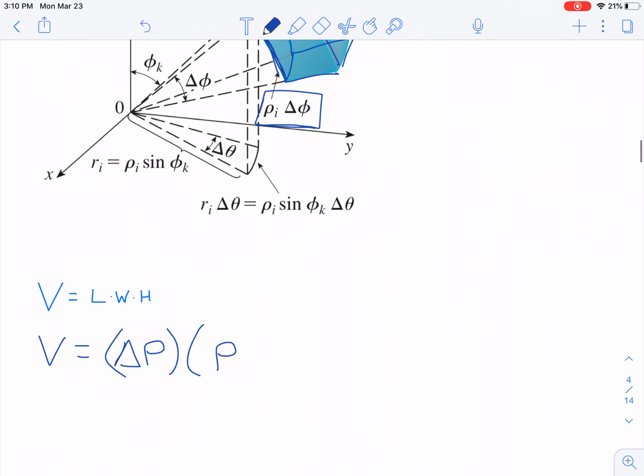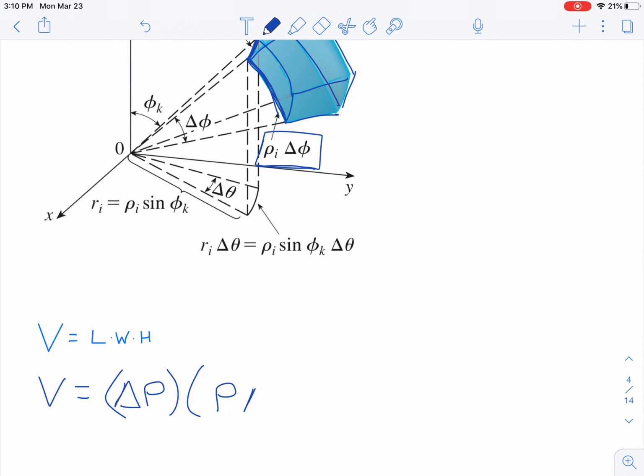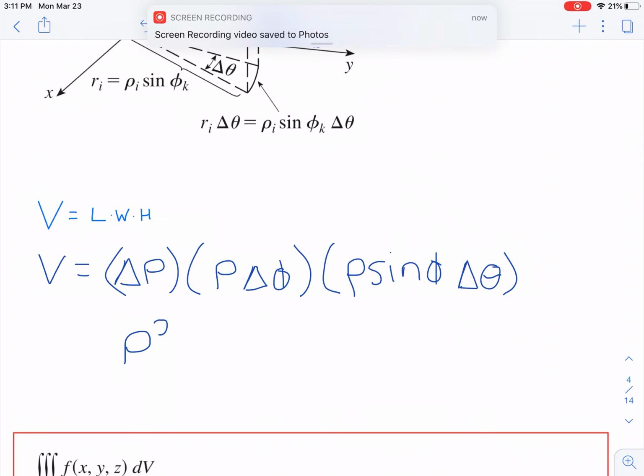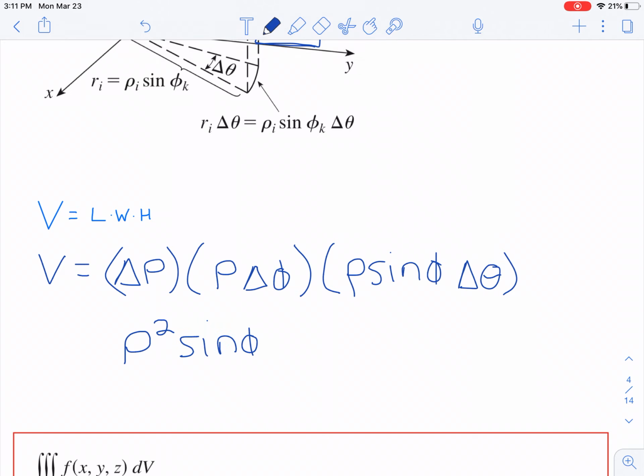Let's see if this just continues. Then we had rho delta phi. And then the last one, which seemed kind of long, but it was rho sine phi delta theta. And so we put all this together and we get this: rho squared sine phi, and then d rho delta phi delta theta.